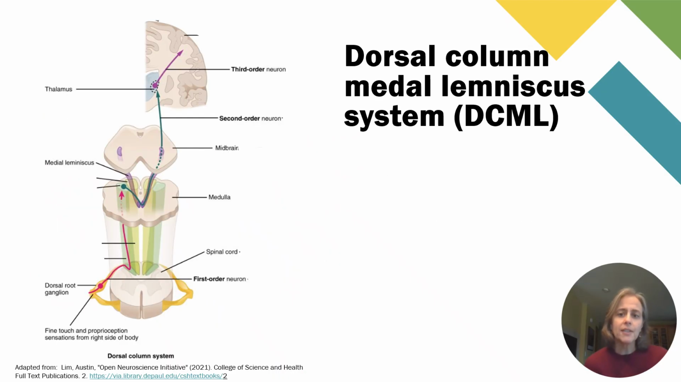So overall, this is called the dorsal column medial lemniscus system. And I have a typo. I said metal. Olympics are on my mind. So medial lemniscus system, or the DCML for short.